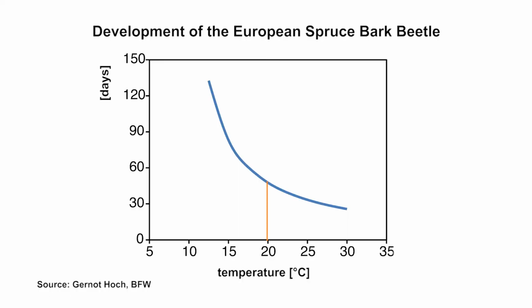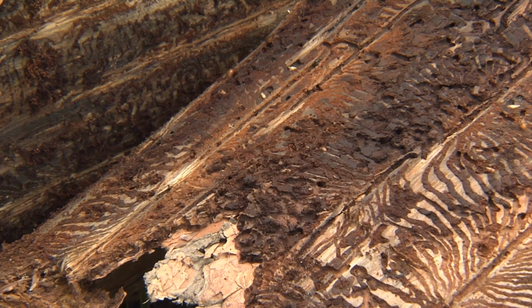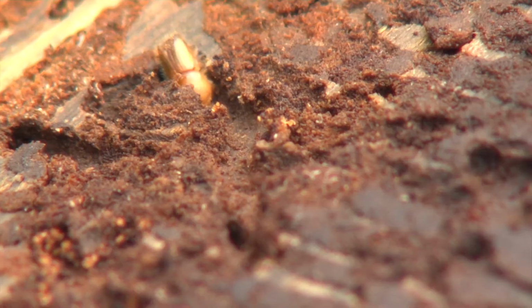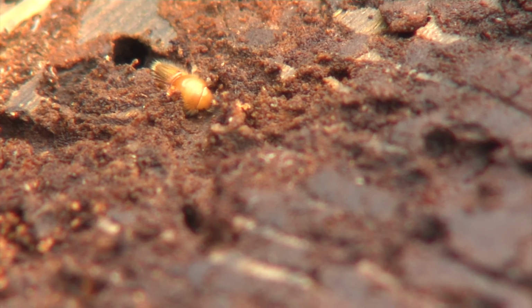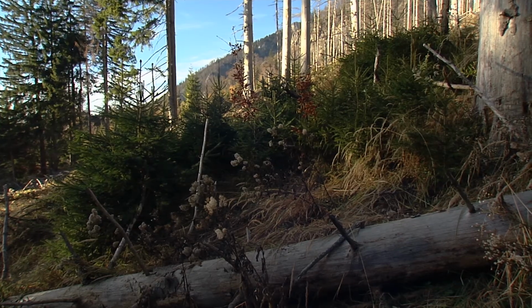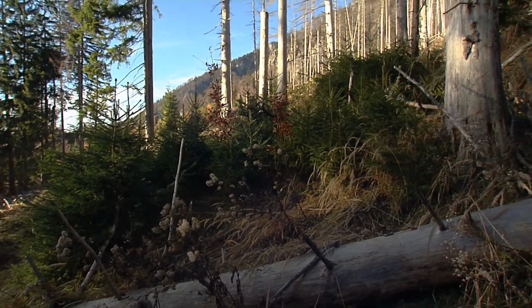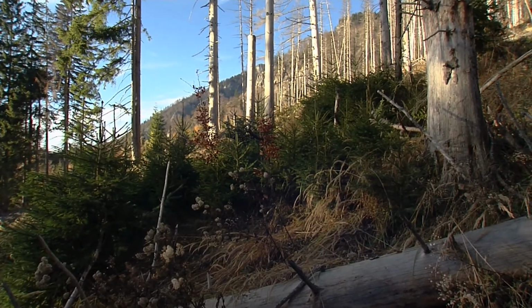At a temperature of 20°C, it takes 48 days from egg deposition to the hatching of the beetle, while at 25°C, it takes only 33 days. This is the reason why the European spruce bark beetle is able to produce several generations within a year, resulting in increasing infestation, especially for spruce stands that are weakened by storm and drought.